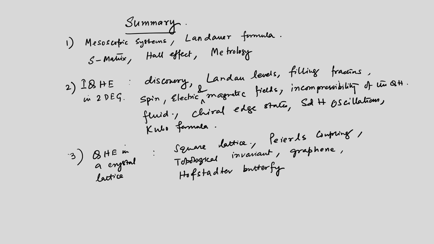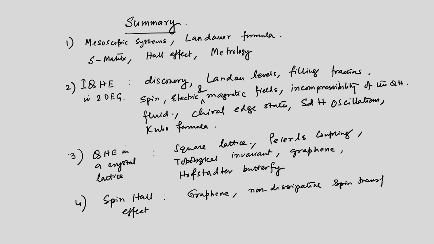And then we have talked about, importantly, the spin Hall effect. So graphene is thought to be a candidate, however, because of extremely small Rashba spin-orbit coupling, that is quite difficult to observe. So this is a non-dissipative spin transport, and its applications to spintronics. This has been touched on in brief.